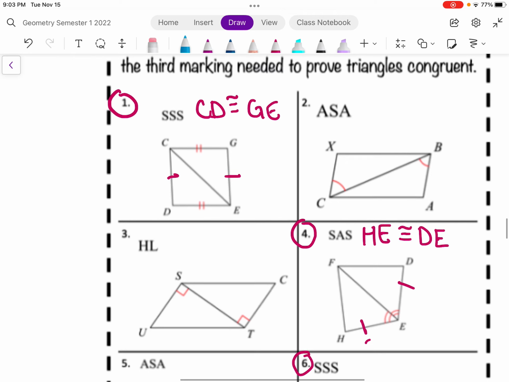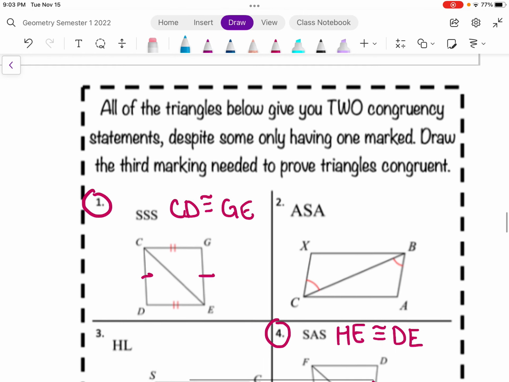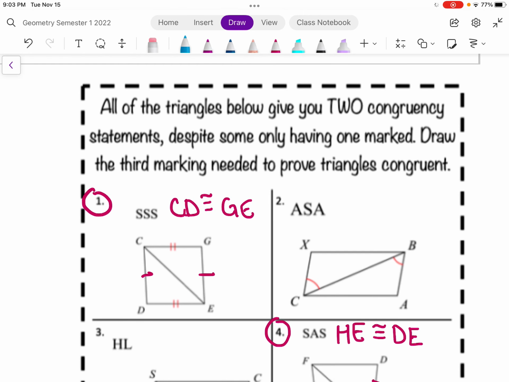And let's see our last page here. Same idea. Angle, side, angle. So these would have to be my angles, which are angle XBC and angle ACB.